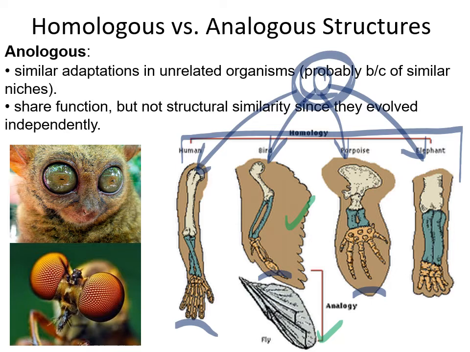So a bird's wing and a bat's wing would be homologous. They do have the same bone structure. They would have evolved from the same appendage in a common ancestor. A fly, though, its common ancestor with a bird or a bat did not have any appendages, and so it evolved separately on its own.